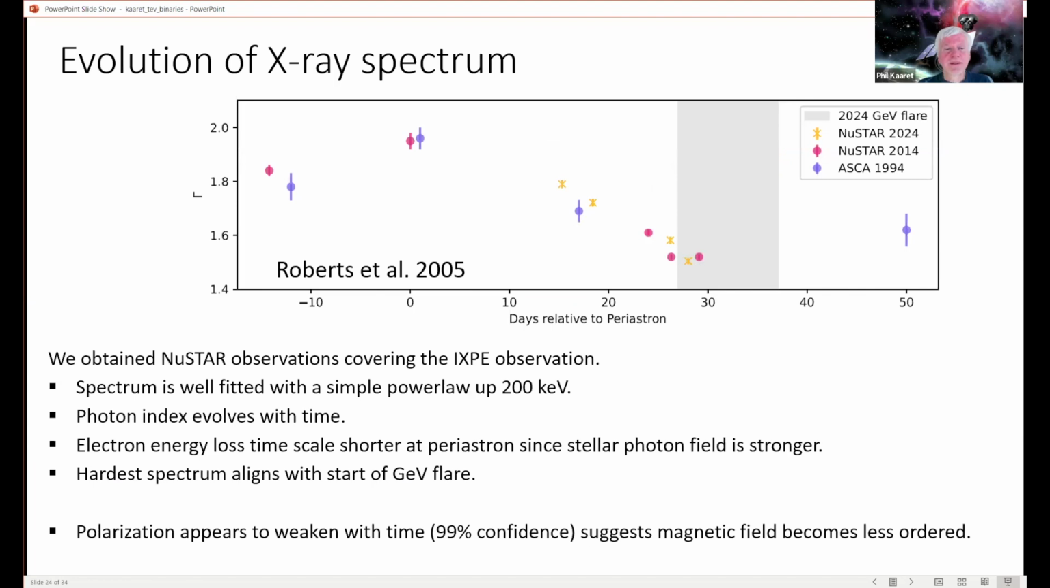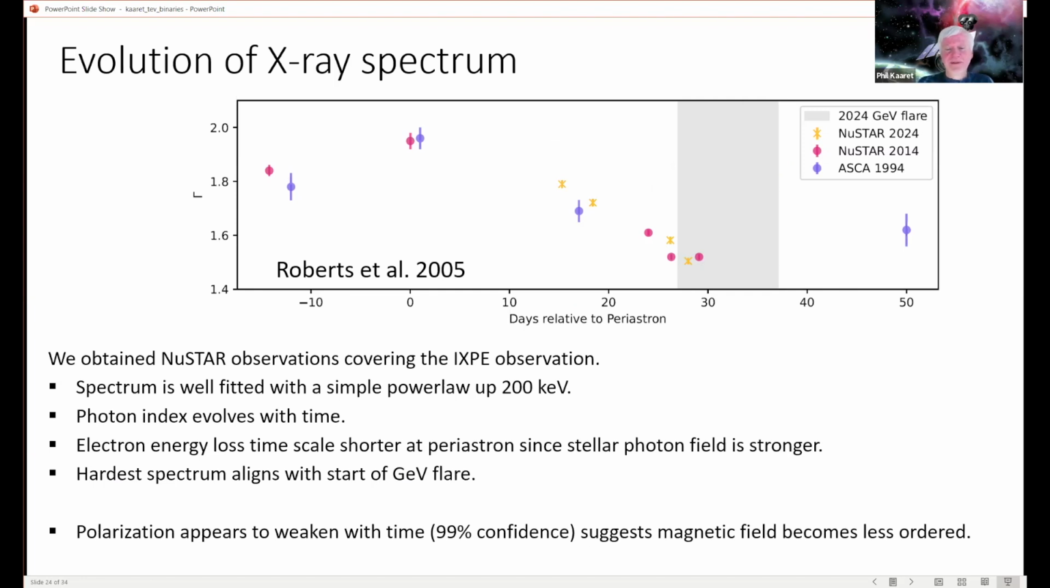Okay, I'll also point out the evolution of the X-ray spectrum. This is actually a paper from Oliver Roberts here at Marshall, which was just submitted. He's actually moving to University College Dublin in September, so I hope you all welcome him there. And we obtained new NuSTAR observations that covered the IXPE observation, and the spectrum is well fitted with a simple power law.